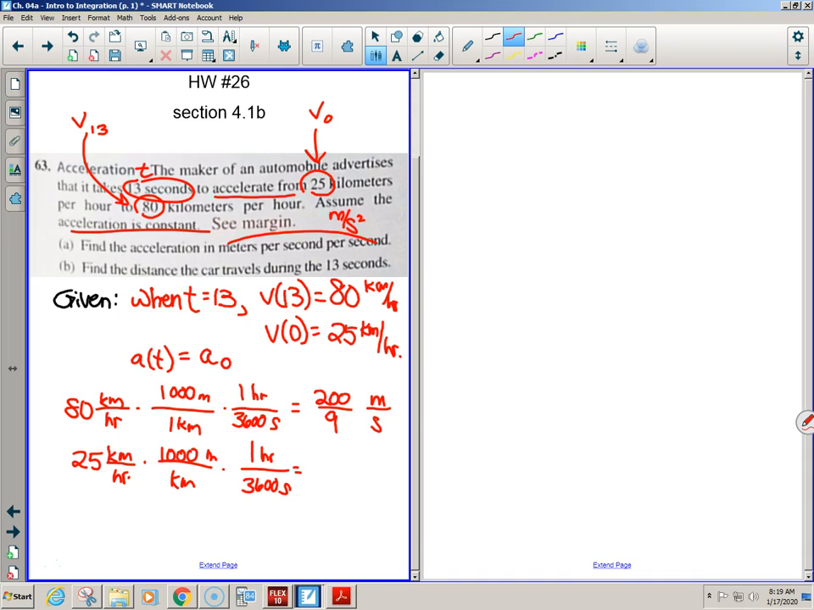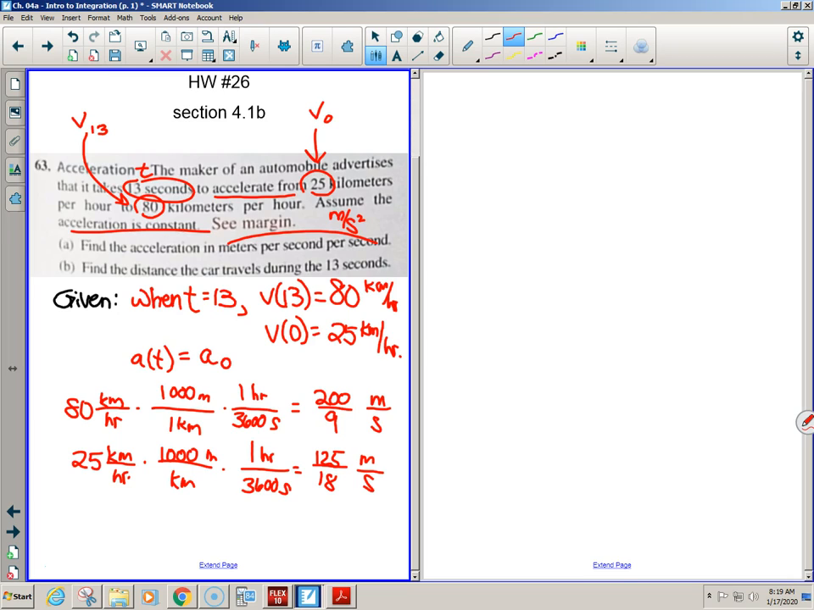P.S. I'm doing fractions because the decimals I would round, and when I round, I introduce error. And I don't want error. So I'm going to do a fraction: 125 over 18.